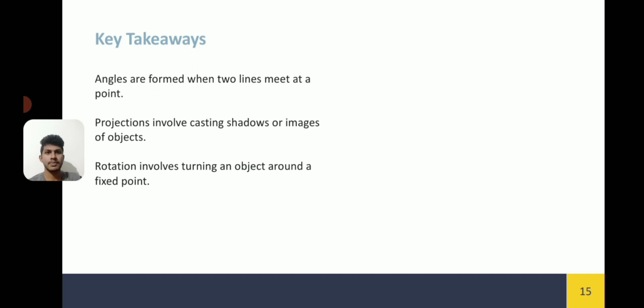Key takeaways: angles are formed when two lines meet at a point. Projection involves casting shadows or images of objects. Rotation involves turning an object around a fixed point.